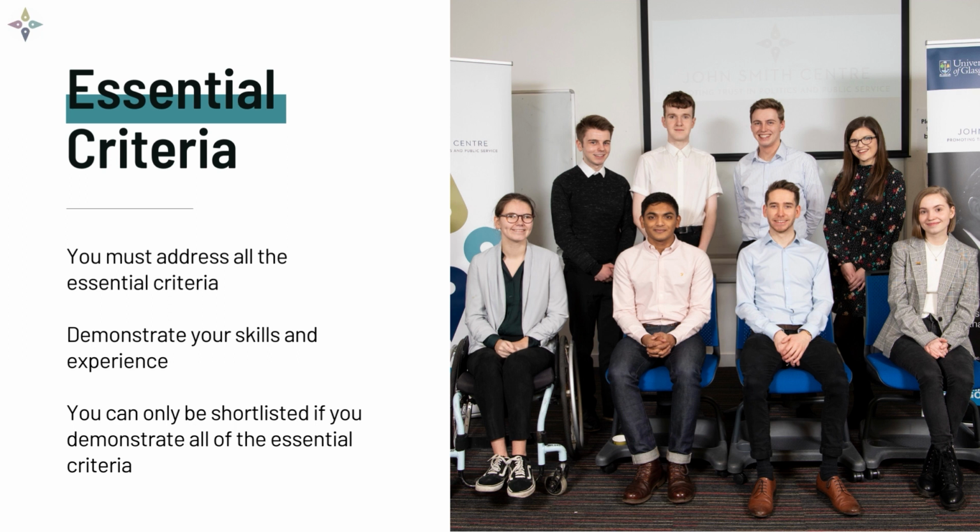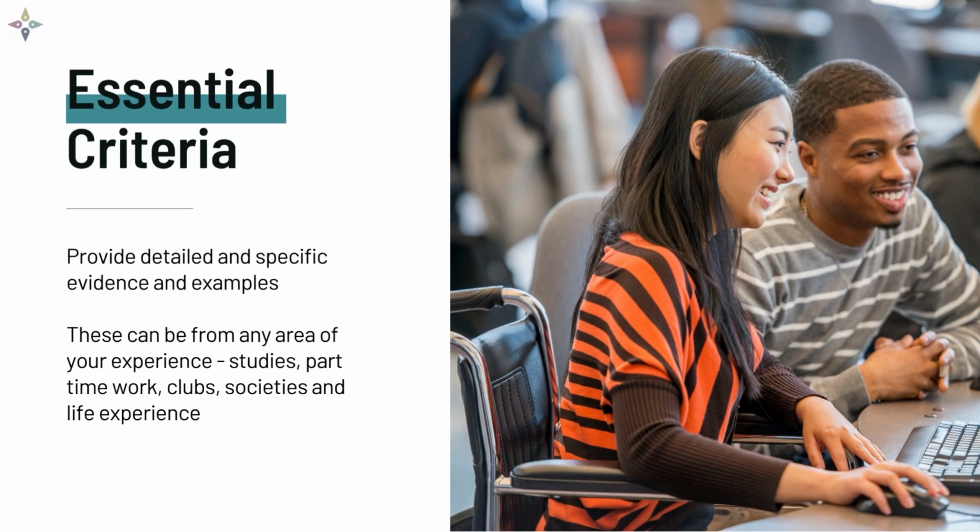In the application form, we'll ask you to demonstrate your experience that directly corresponds to each of the essential criteria. It is vitally important that you fill in each of these sections. You can only be shortlisted if you demonstrate all of the essential criteria. To satisfy each criterion, you must provide detailed and specific evidence and examples from your experience. The John Smith Centre doesn't mind where you gained the skill from, just as long as you have it.